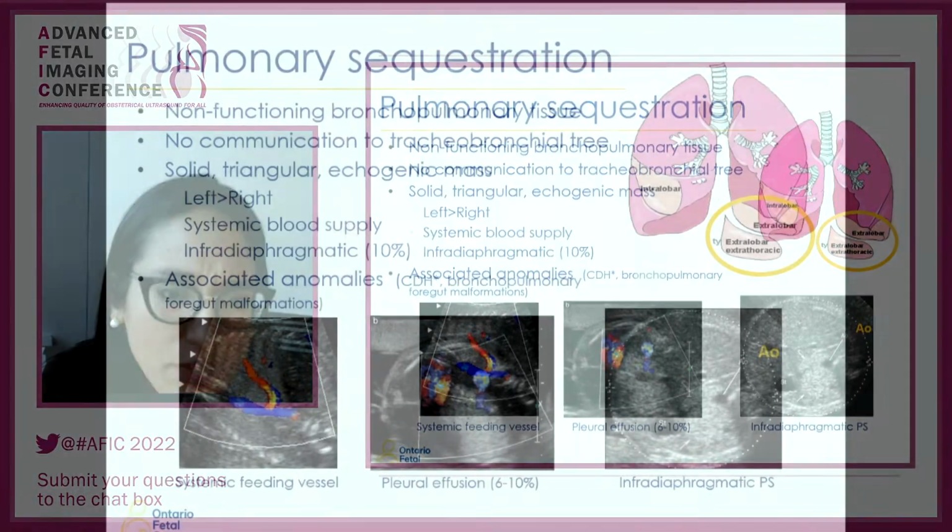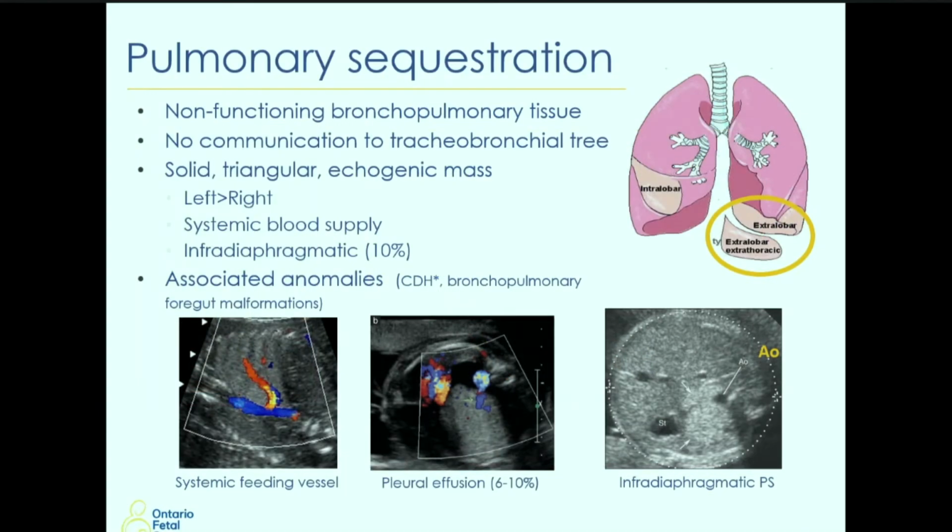And you should also look for associated anomalies, because sequestrations actually arise when the foregut is dividing into the respiratory tract and the gastrointestinal tract. And so you can often have associated anomalies of those other tracts, or the diaphragm as well, so it's important to look around. And in about 6 to 10% of cases, you will actually have an associated pleural effusion as well. Those are some signs that may be suggestive of a sequestration rather than a CCAM.